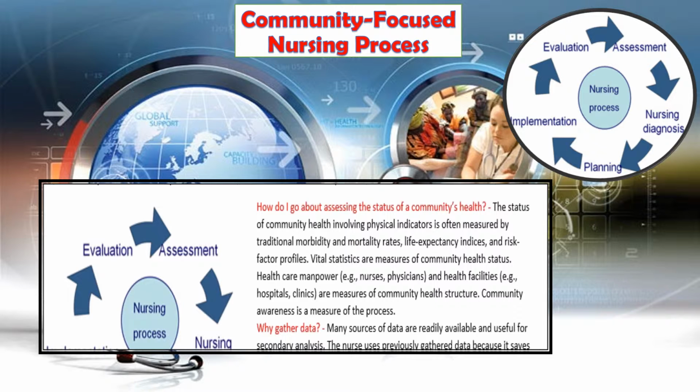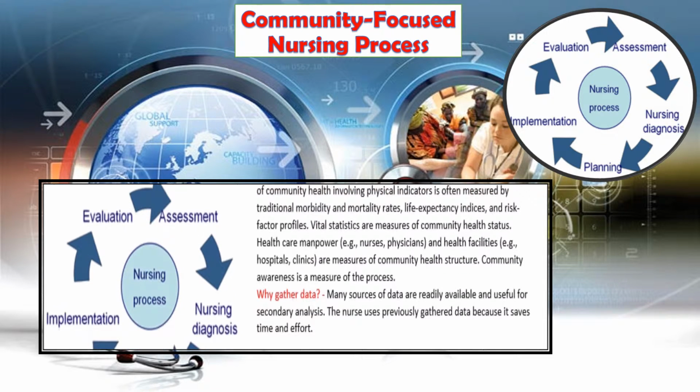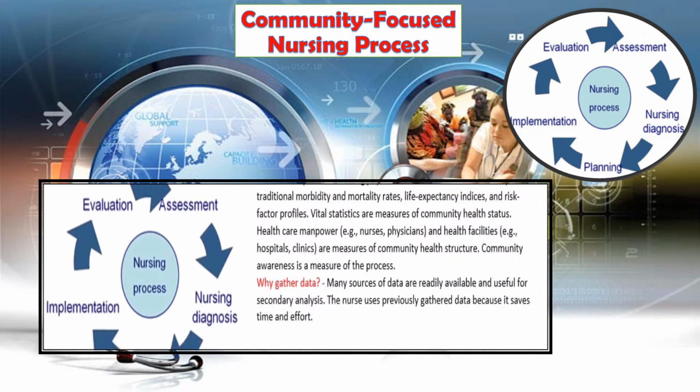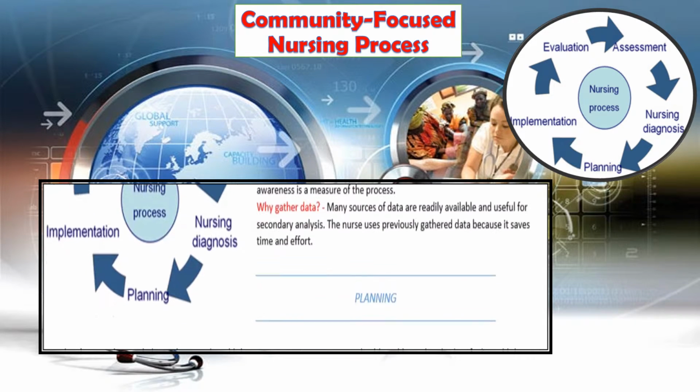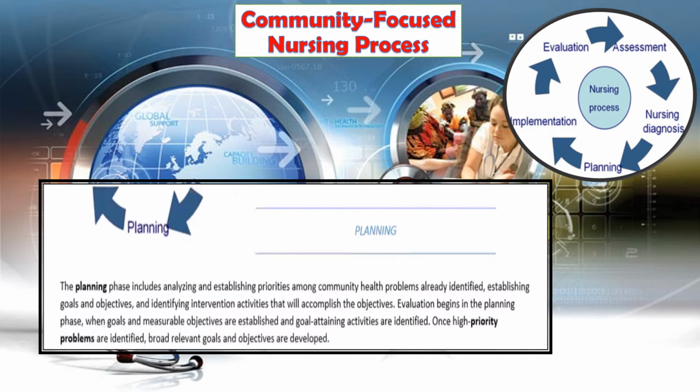So you can look at how many things are available as far as healthcare manpower is concerned to be able to tell if the community health status will work. Community awareness is a measure of the process. Okay, you may ask me, why gather all this data first? Many sources of data are readily available and useful for secondary analysis. So you really need to look at data as you look at the community in the nursing process. And it saves you time and effort. Time and effort are important.